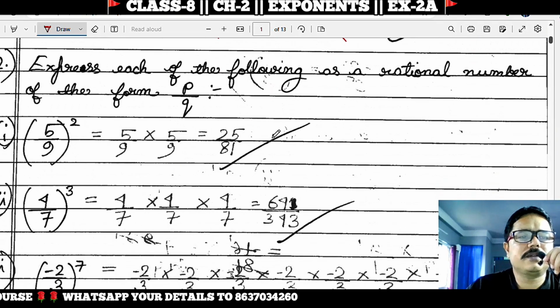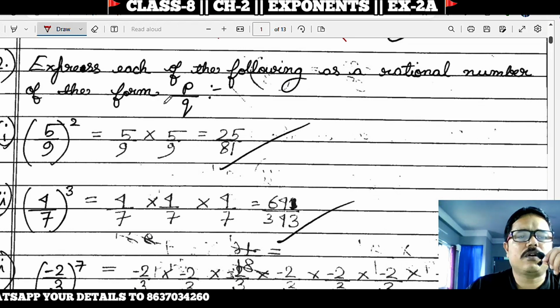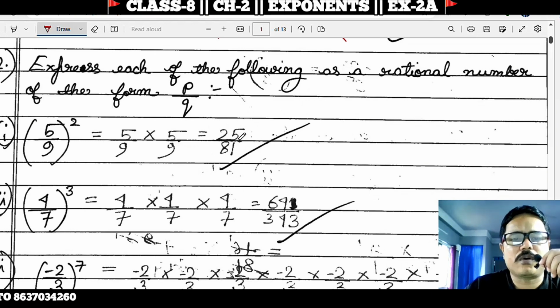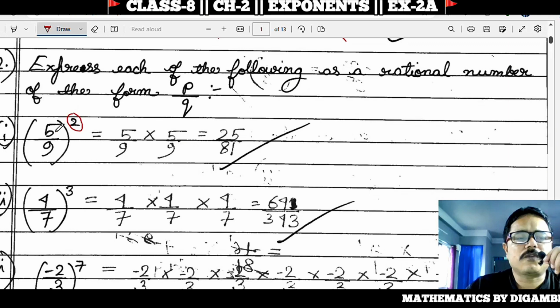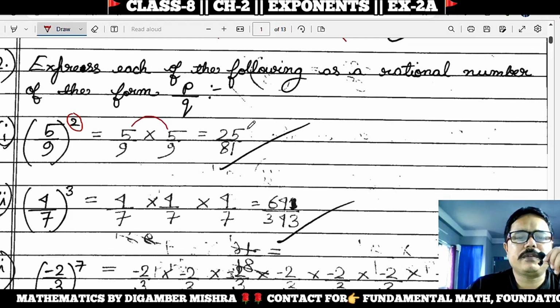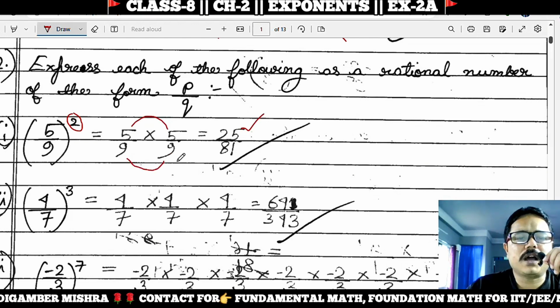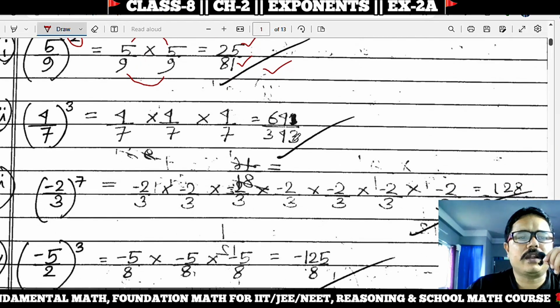This is the answer. Express each of the following as a rational number of the form P upon Q. That means we need to express this in this form, like 25 upon 81 is its answer. So 5 by 9 whole square, that means here the power is 2. So 5 by 9 will be repeated 2 times, 5 upon 9 into 5 upon 9. Now multiply 5 into 5 is 25, 9 into 9 is 81, and so its answer is 25 upon 81.